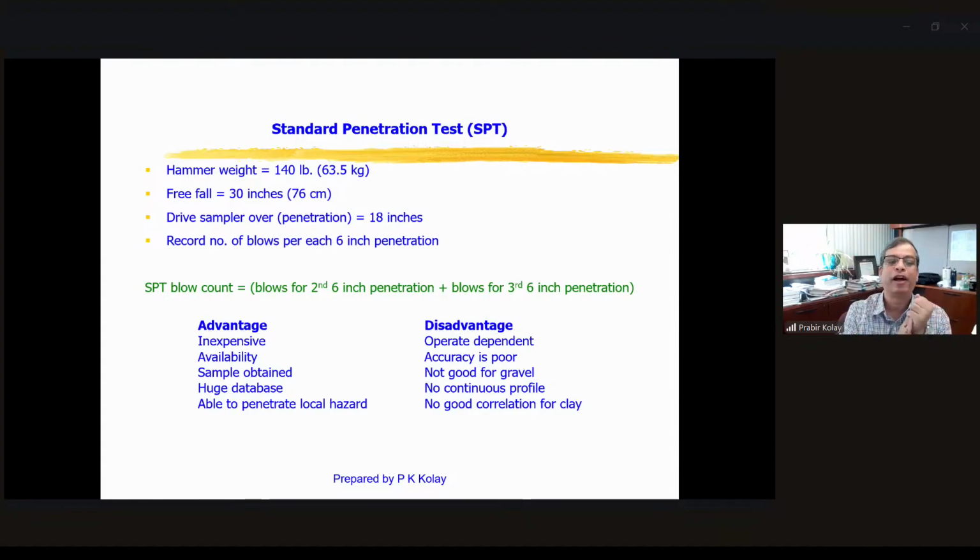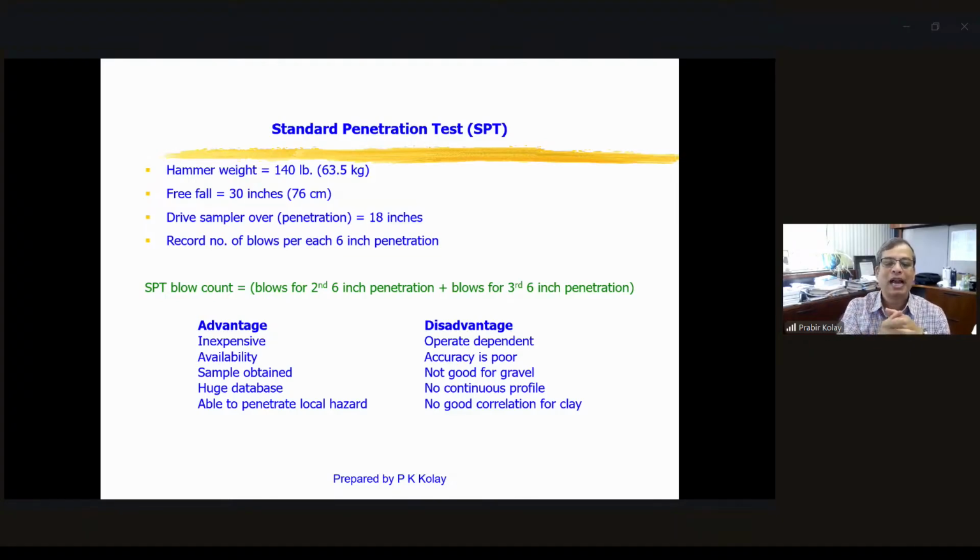SPT uses a 63.5 kg hammer, and the height of fall is 76 centimeters. The total penetration is 6 inches plus 6 inches plus 6 inches into the ground, and we have a standard SPT sampler. So just 6 inches, 6 inches, plus 6 inches. The first 6 inches you just ignore. And for every 6 inches of penetration, you count the number of blows. That is the raw N value. So for the first 6 inches and the second 6 inches, you count the number of blows and add them together, and that will be the actual SPT value.